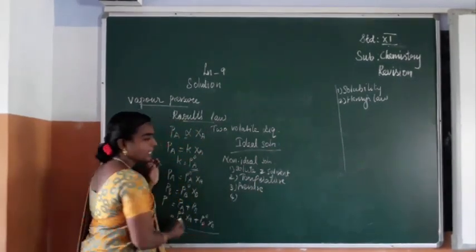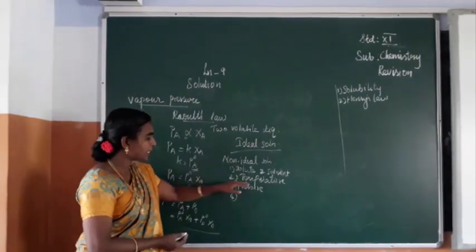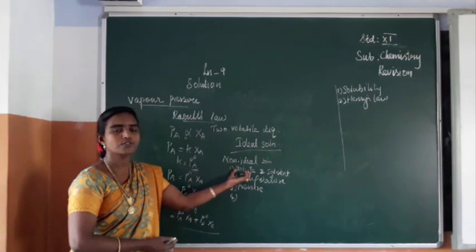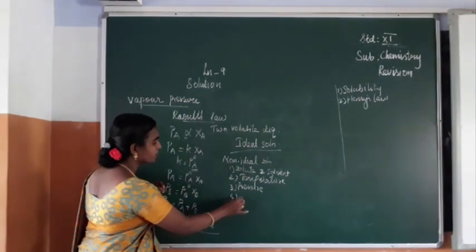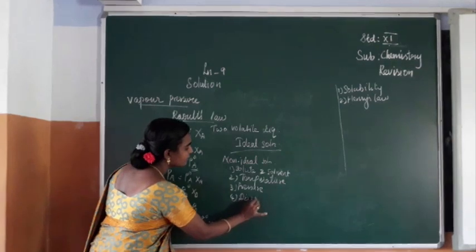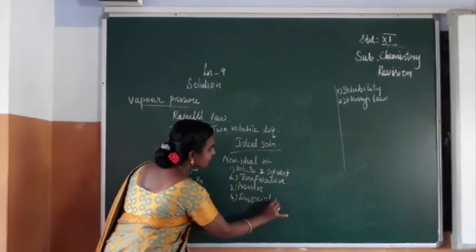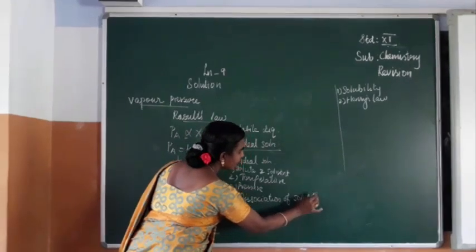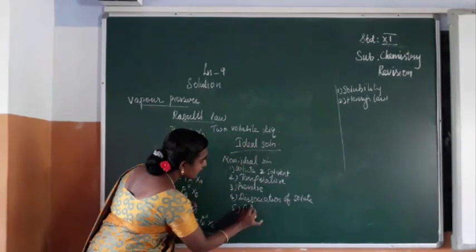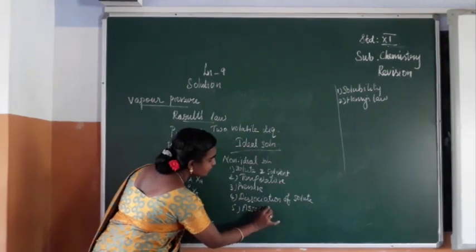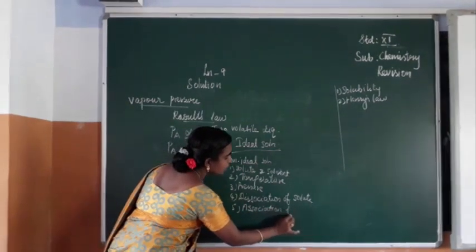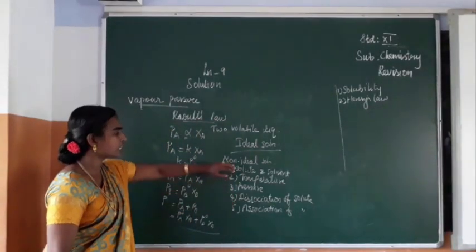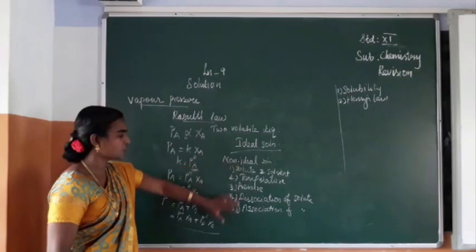Next, one more explanation is given depending upon the solute, that is dissociation of solute and association of solute. So these are the factors which are responsible for the non-ideal behavior of the solution.